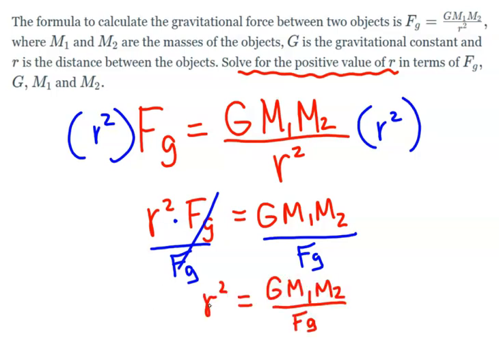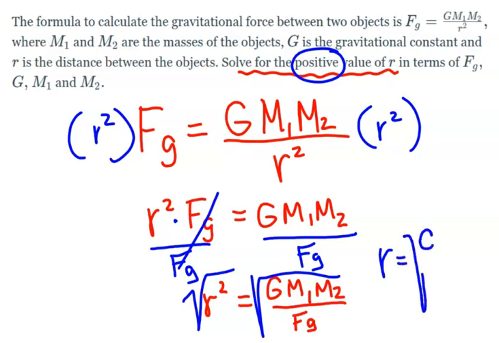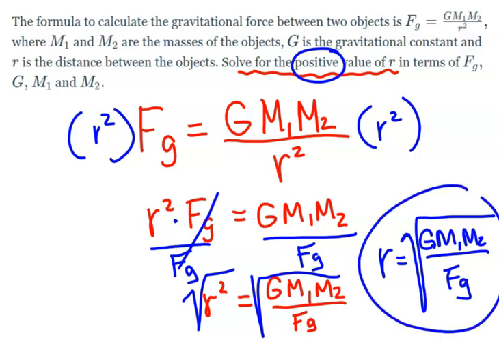When I rewrite, my r is almost completely isolated, but it has this little exponent I need to get rid of. And we get rid of an exponent of 2, a square, by using a square root. Now technically every square root has 2 answers, but they've asked for only the positive value. So that gives us r is equal to a giant square root sign with g, m1, m2, all over fg. The entire fraction will remain under the square root sign. Let's take a look at some different formulas.